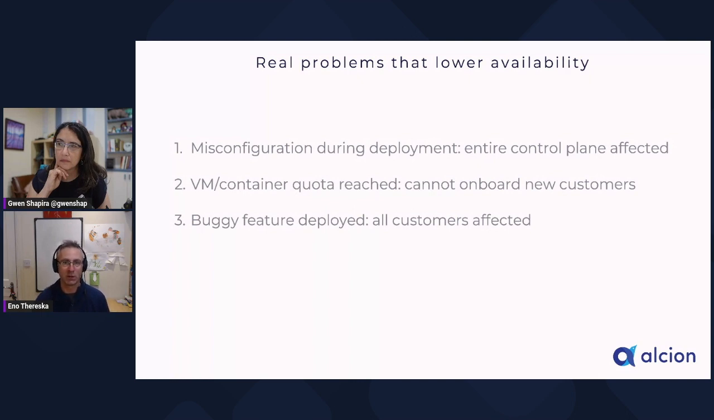The first one, here we are trying to do a deployment and something is misconfigured. We've done the deployment, the pipeline is going to prod, and then the entire control plane is affected and the system is down. You can always roll back. Okay, but now you have an availability issue because you have to take the time into account and something went wrong that affected all your customers on the control plane.